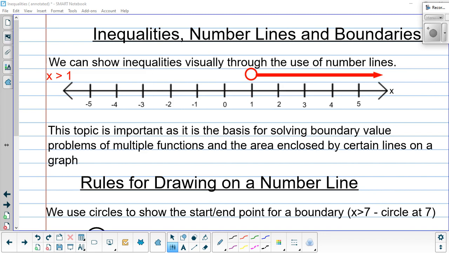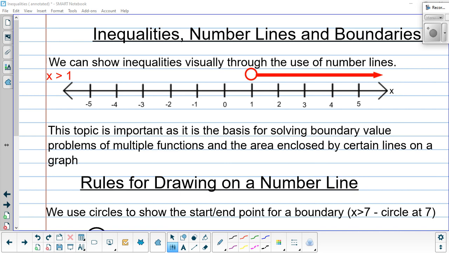So, this is just an introduction to our bigger, larger topic of number lines, and how we're going to apply this eventually to graphs and boundaries. We can show inequalities visually through the use of number lines. We've used number lines in the past to show what integer values are included. Now, instead, we have to show how we represent an inequality.